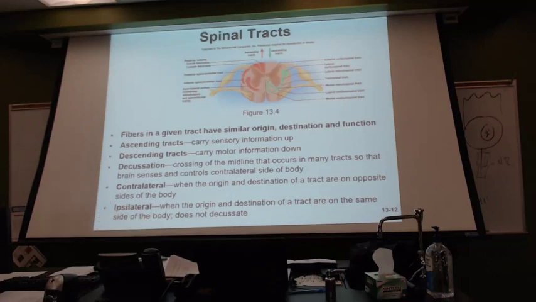So, this right here, our information that has to go up. All right? Have you ever heard the saying, right controls the left, left controls the right? Meaning, the right side of the brain controls the left side of the body, left side of the brain controls the right side of the body. Ever heard that?